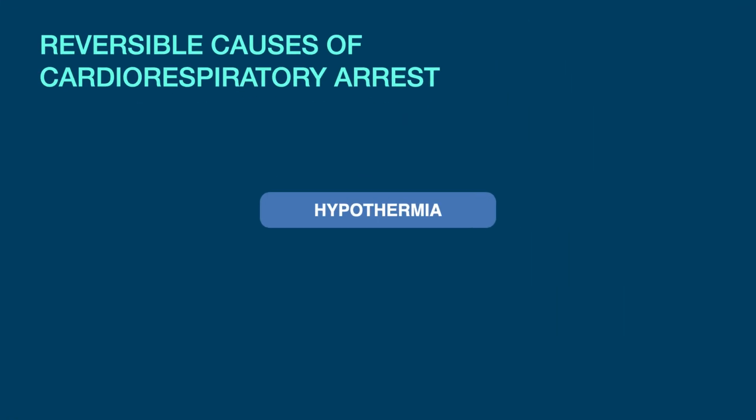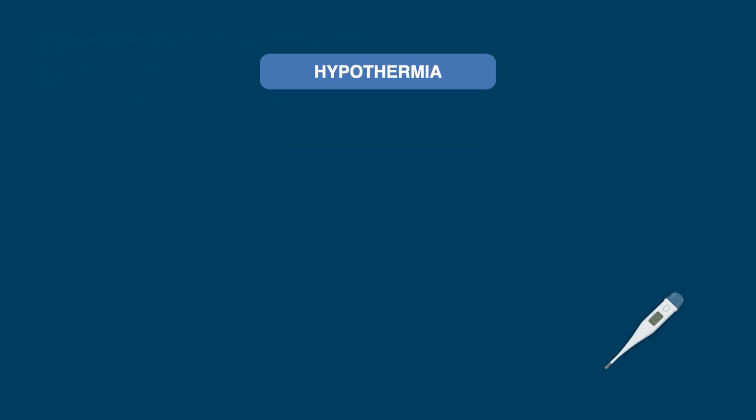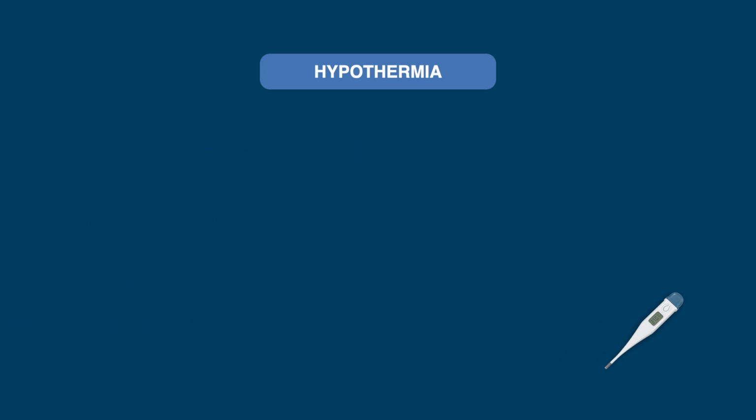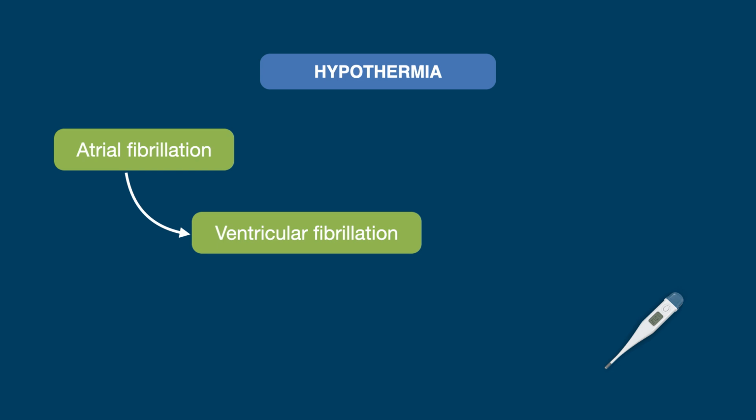The third H is hypothermia. The risk of hypothermia is increased by alcohol or drug ingestion, exhaustion, illness, injury, or neglect, especially when there is a decrease in the level of consciousness. As core temperature decreases, sinus bradycardia tends to give way to atrial fibrillation, followed by ventricular fibrillation, and finally asystole. Arrhythmias other than ventricular fibrillation tend to revert spontaneously as core temperature increases and usually do not require immediate treatment.